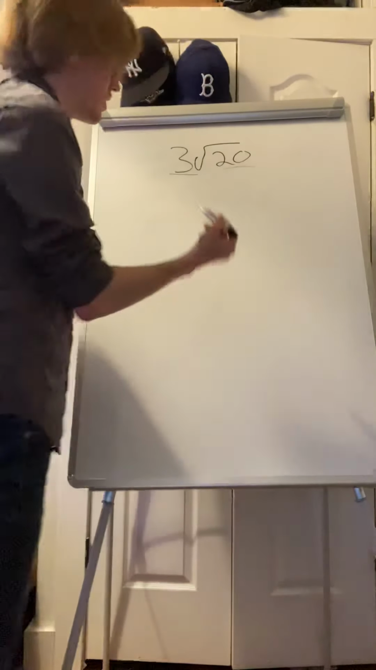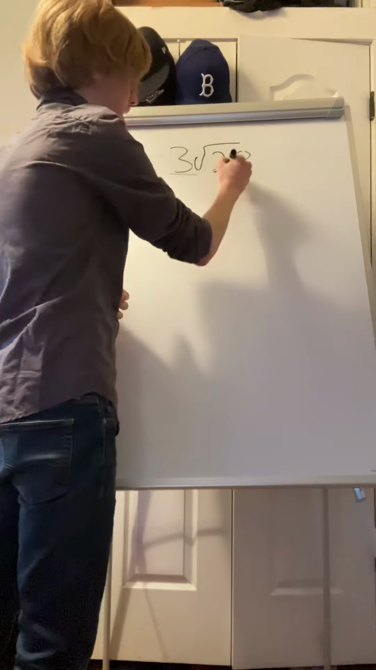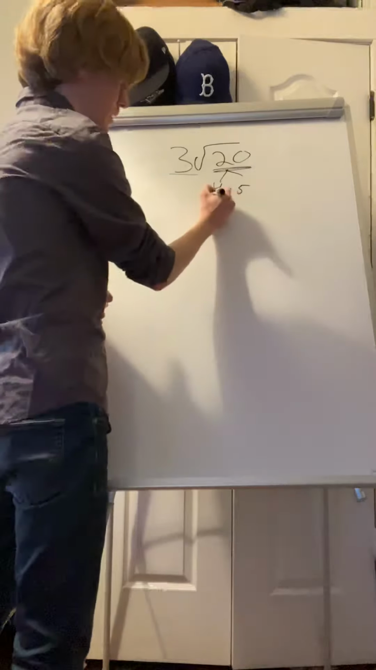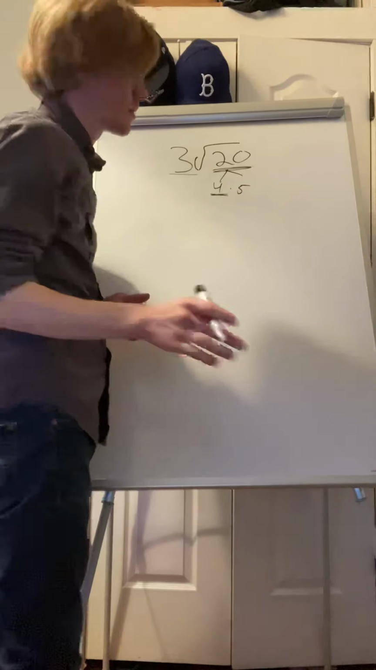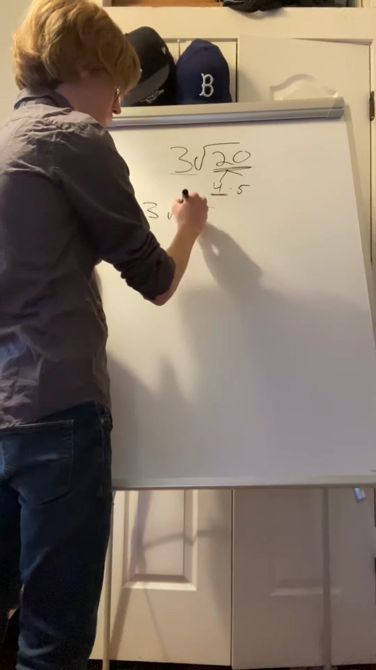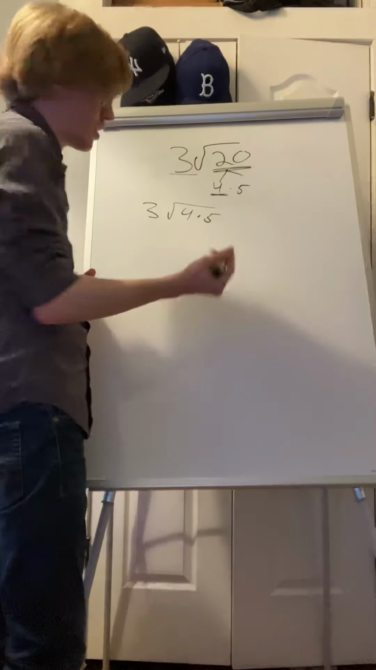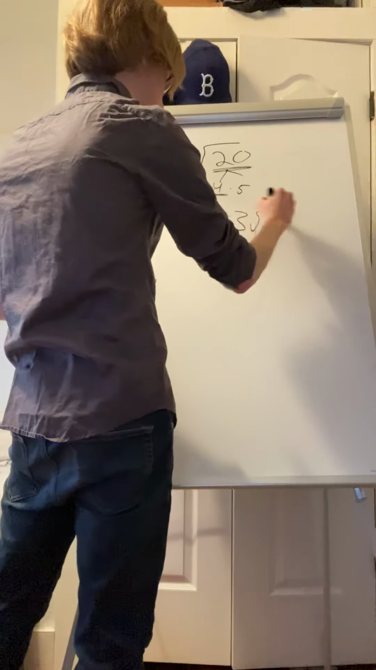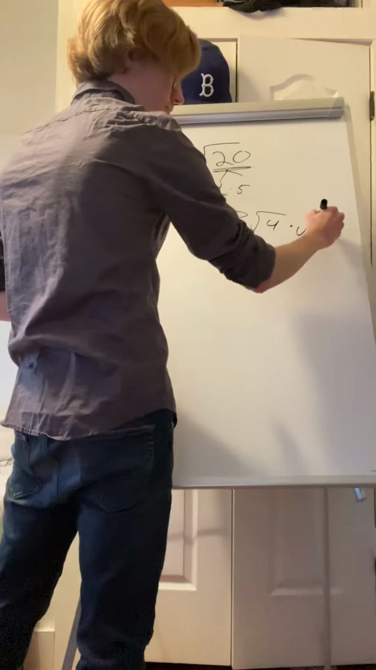So in this case, the square root of 20, we know that to get 20, we can multiply 4 times 5. And 4 is a perfect square, right? Because 2 times 2 is 4. So we can rewrite this expression as 3 times the square root of 4 times 5, like that. And then we know that through our exponent properties that we have 3 times the square root of 4 times the square root of 5.